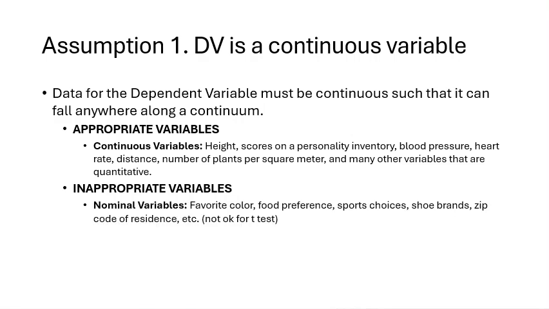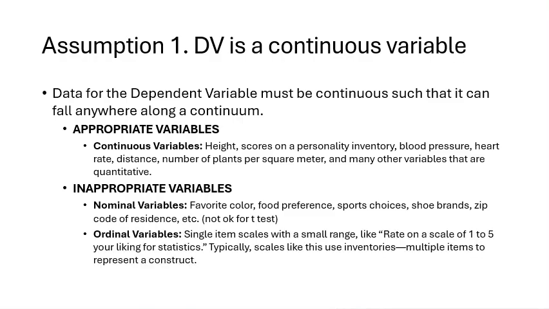So inappropriate variables would be nominal variables. You'll remember that from the start of the term, like favorite color, food preference, sport choices, shoe brands, zip code of residence, etc. Anything that would give a qualitative answer, like a word for an answer, or like zip code of residence, where the answer is a number, but it really just represents a category, like a part of the country that you live in. And so all of those would be inappropriate.